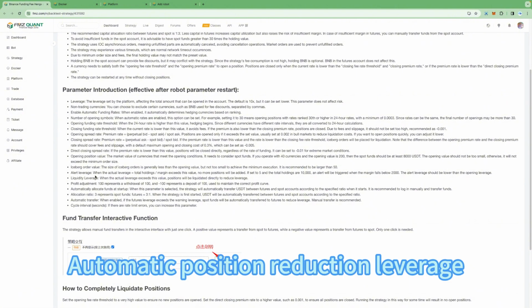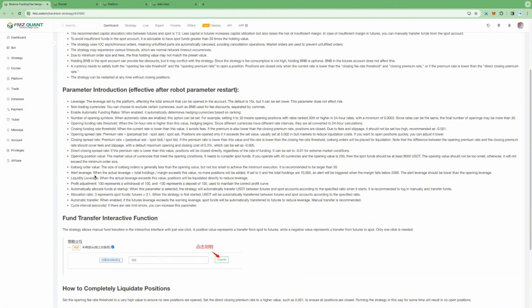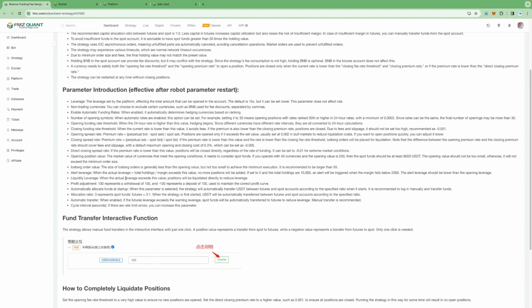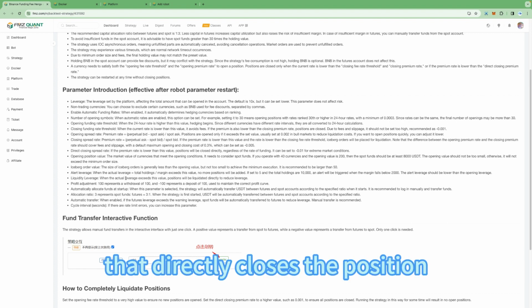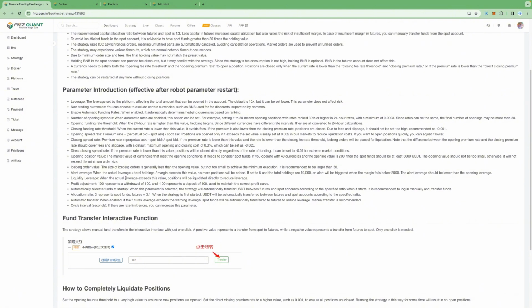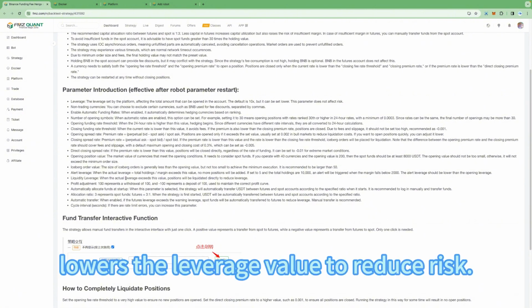Automatic position reduction leverage is a risk control measure that directly closes the position when the actual leverage exceeds this value, and then lowers the leverage value to reduce risk.